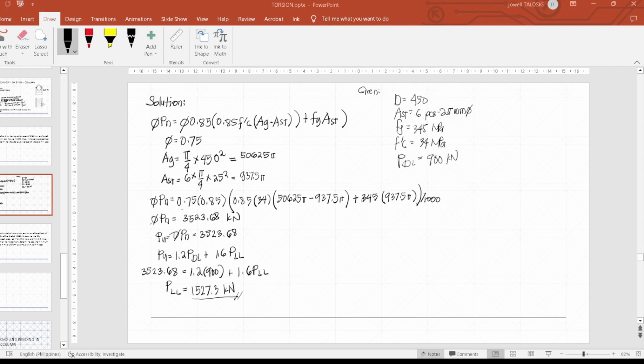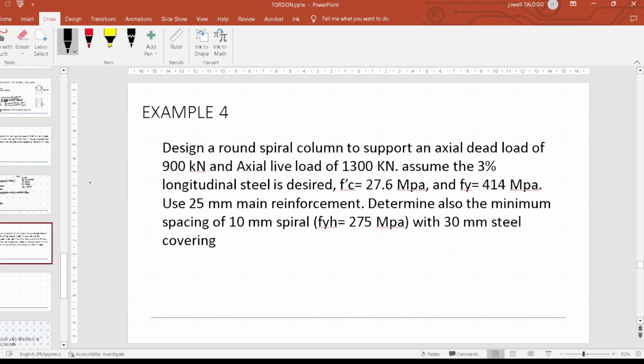Alright, so example number 4. So, let me read it to you. Design a round spiral column to support an axial dead load of 900 kilonewton and an axial live load of 1,300 kilonewton. Assume that 3% longitudinal steel is desired, f'c is 27.6 and fy is equal to 414 megapascal. Assume 25 mm main reinforcement, determine also the minimum spacing of 10 mm spiral bar. So fyh is 275.